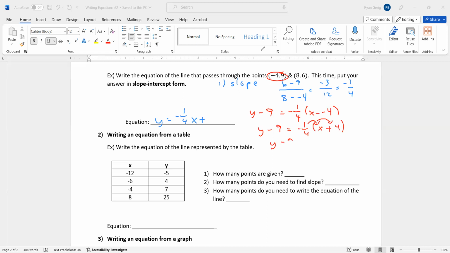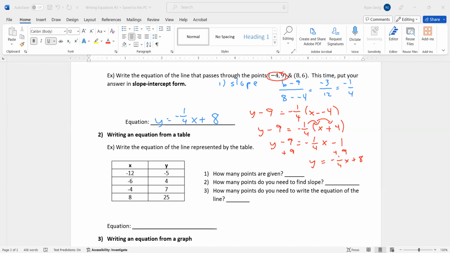So y minus 9 equals negative 1/4 x. Negative 1/4 times 4. By now you should be able to do that. It's negative 1. And we're going to add 9 at the end. And you get y equals negative 1/4 x. Negative 1 plus 9 is 8. So y equals negative 1/4 x plus 8. So I'm going to finish that up over here. I'm going to put the 8 right there. And we get our equation.